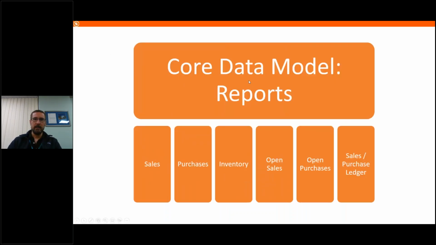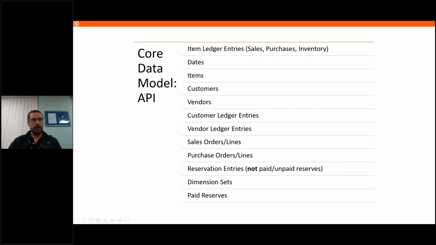So just looking at the reports, and again, we'll delve into this. We actually have two data documents. We've got what we call the core one, and that covers sales, purchases, inventory, open sales and open purchase, and the sales ledger and purchase ledger. And within that are all the things like your items, your customers, your vendors, and things like that.